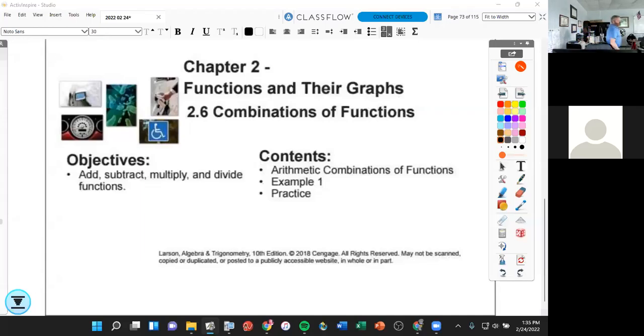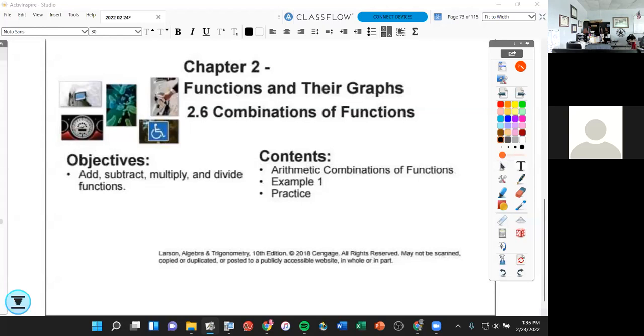Recording is on. 2-6 combinations of functions. If you are following along using the PowerPoint, you are going to notice that I don't go nearly all the way through 2-6. We're only covering a part of 2-6 now. If you're following along with the screen, this is what we're doing.